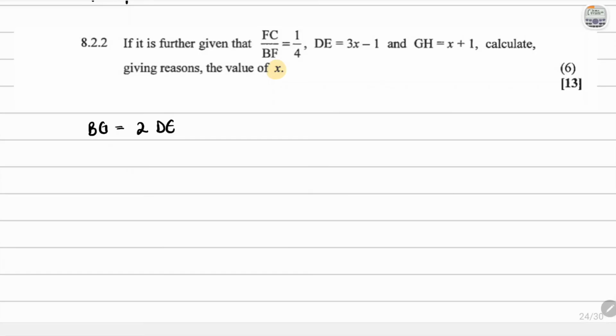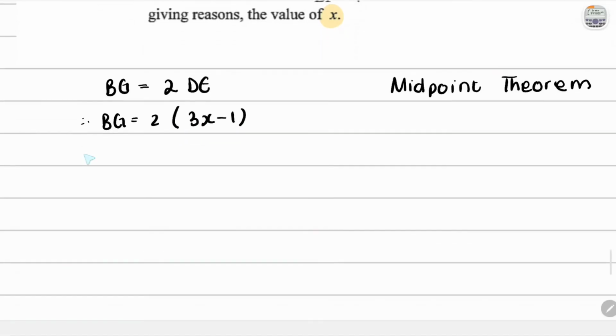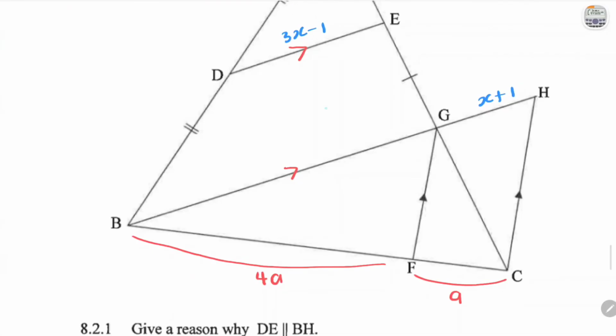I think I said formula. It's supposed to be theorem. So BG in terms of x is equal to 2 times 3x minus 1. And so therefore BG is simply 6x minus 2. Okay, so now we have a value for BG. This is simply 6x minus 2.